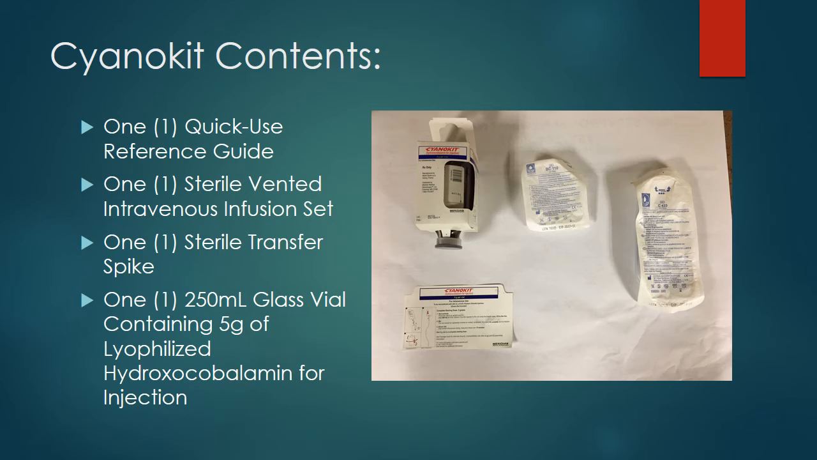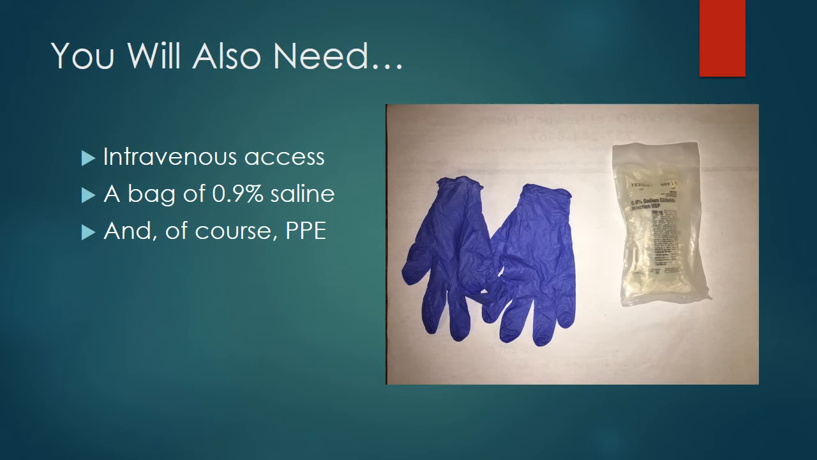You're also going to have a sterile transfer spike and one 250 milliliter glass vial containing 5 grams of lyophilized hydroxycobalamin for injection. You're also going to need IV access to the patient, of course, since this is an IV medication. You'll also need a bag of 0.9% saline, and of course, dealing with your patient, you're going to need your PPE.